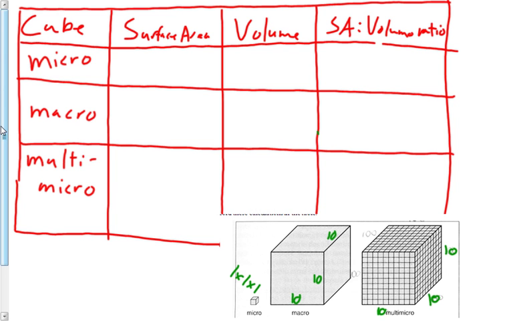Make sure that your surface area number is 1, so it's 1 to something. Essentially, then you're telling me how many times bigger the volume is than the surface area. The closer those numbers are together, the better that cell is in terms of functioning.